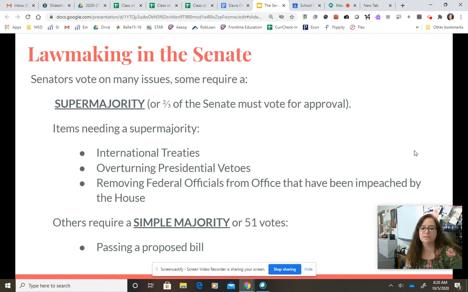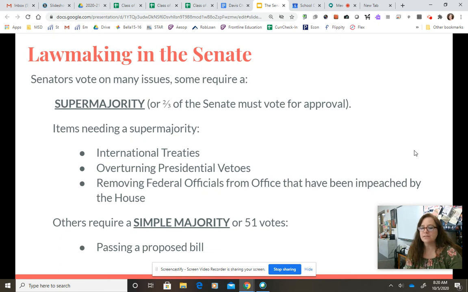Removing federal officials from the office after they've been impeached by the House. So we had an impeachment trial with the president 2 years ago, a year and a half ago, and the House did vote to impeach the president. So he was impeached, but he wasn't removed from office. That's the Senate's job.